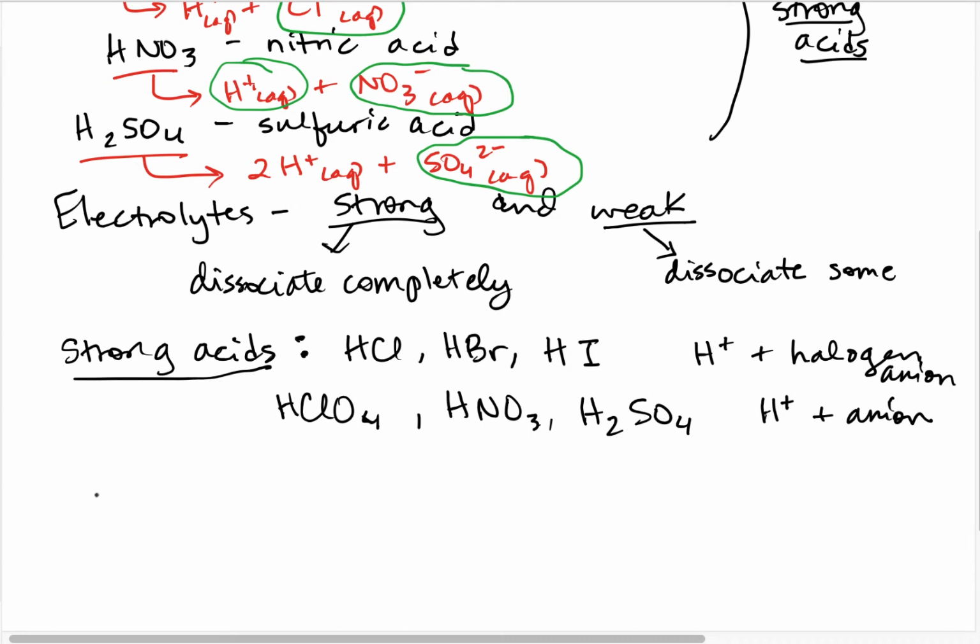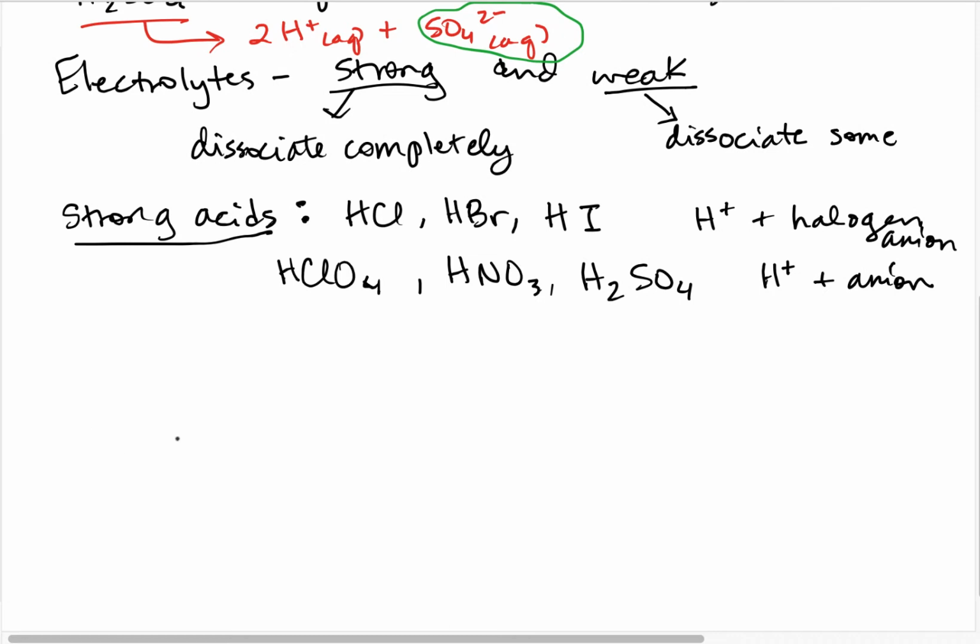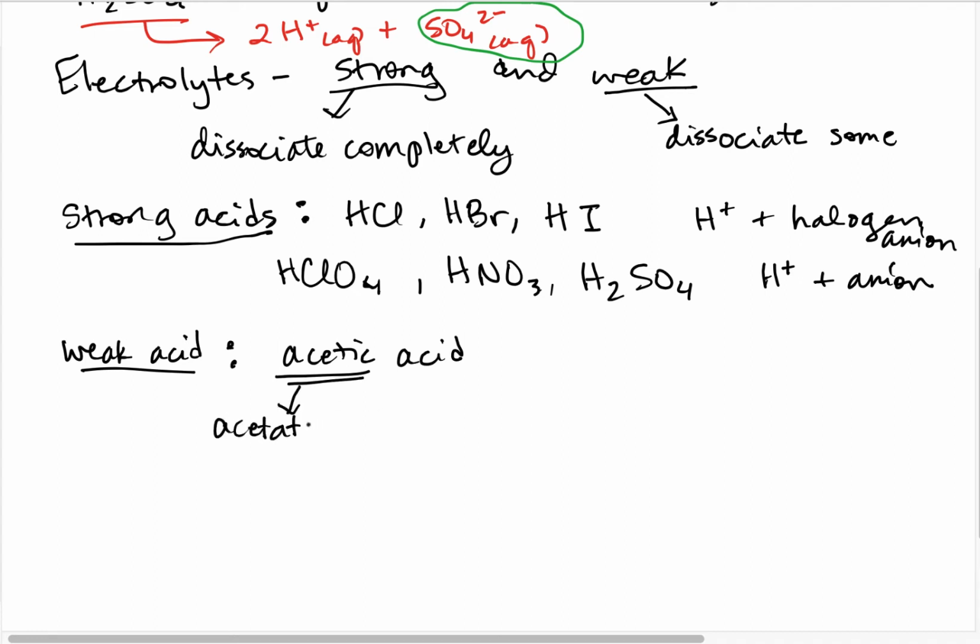Now, I did mention weak acids, and we're going to get into those a little bit more later, so I'm not going to spend too much time on them right now. But one example of a weak acid would be acetic acid. So let's look at that name here. Acetic sounds a little bit like acetate, and in fact, that's exactly what this is. This is the protonated form of the acetate ion. So this would be able to dissociate into acetate ion and H+.